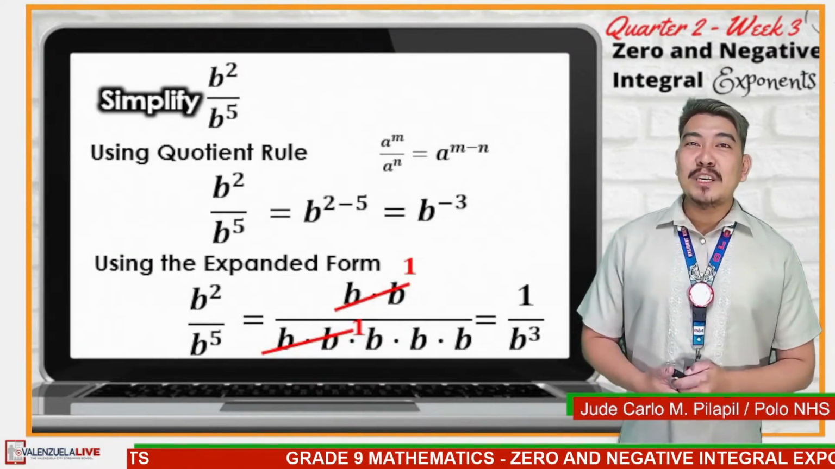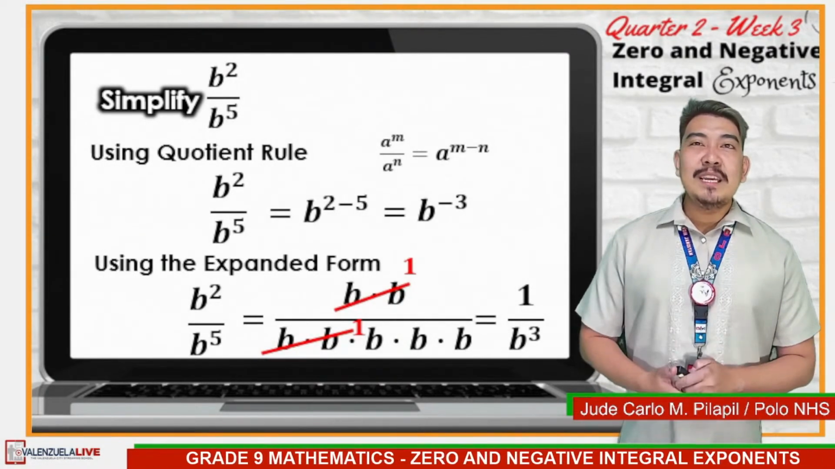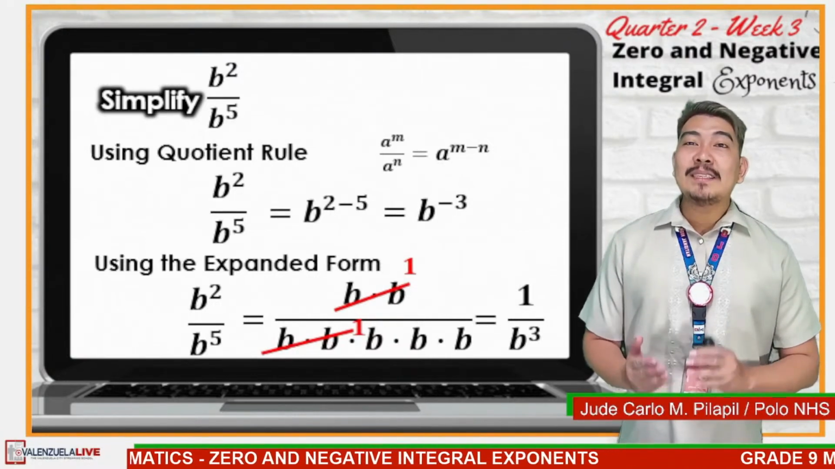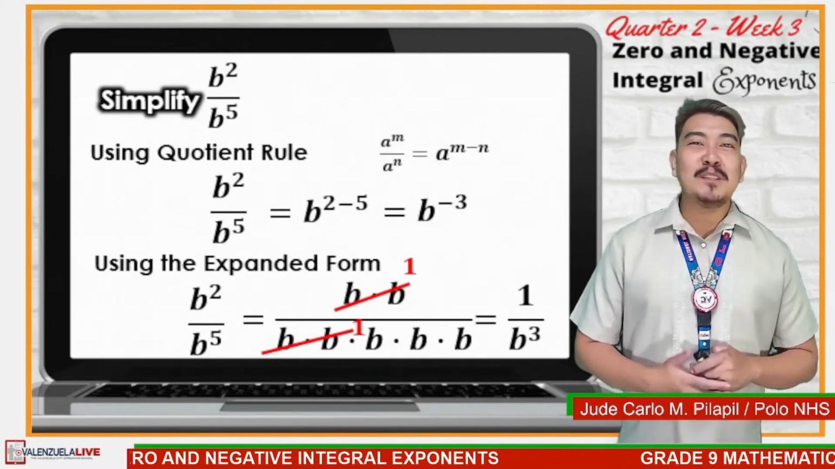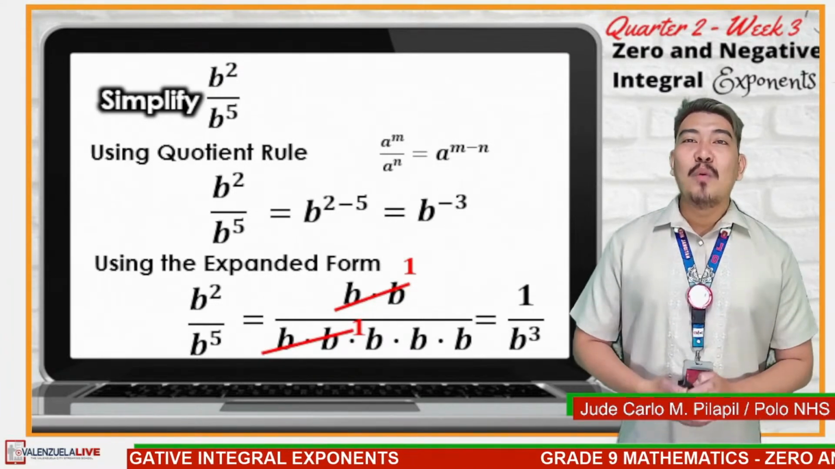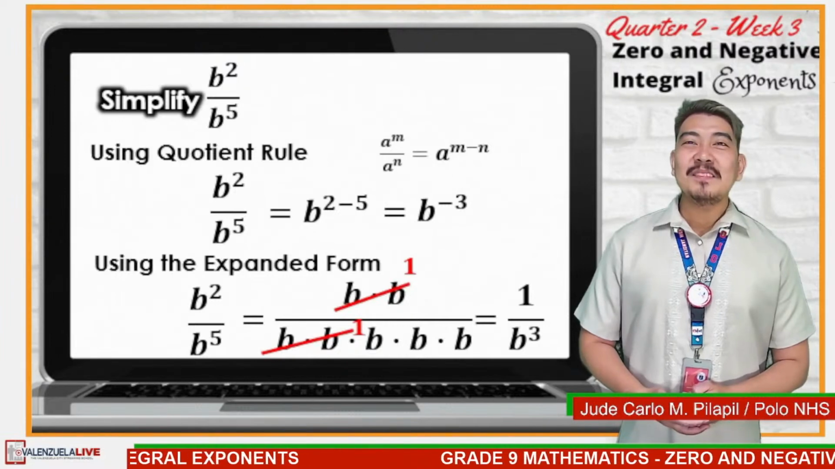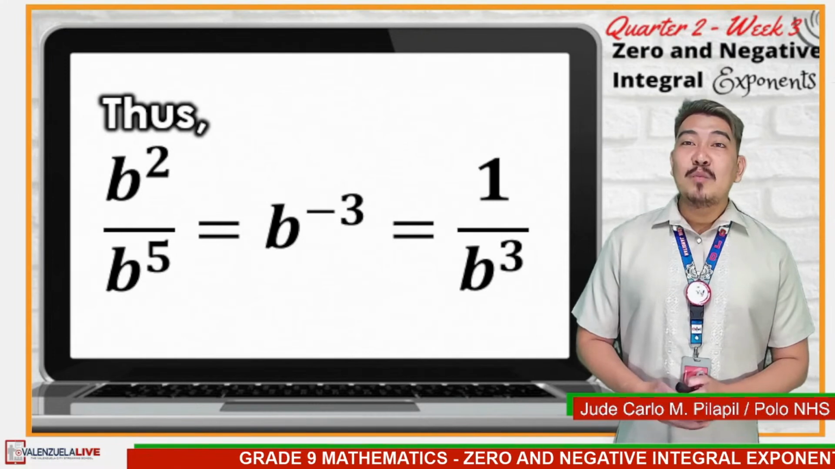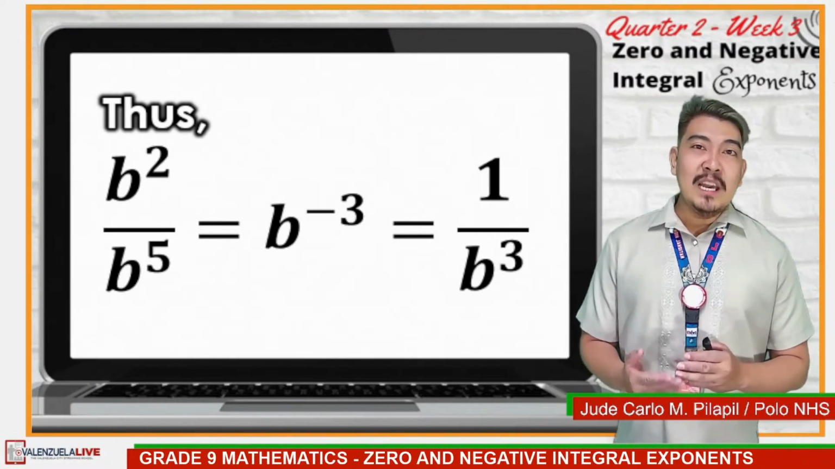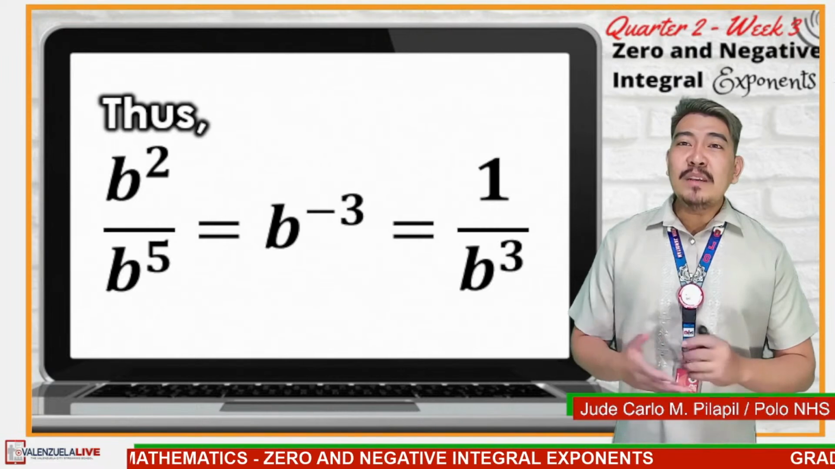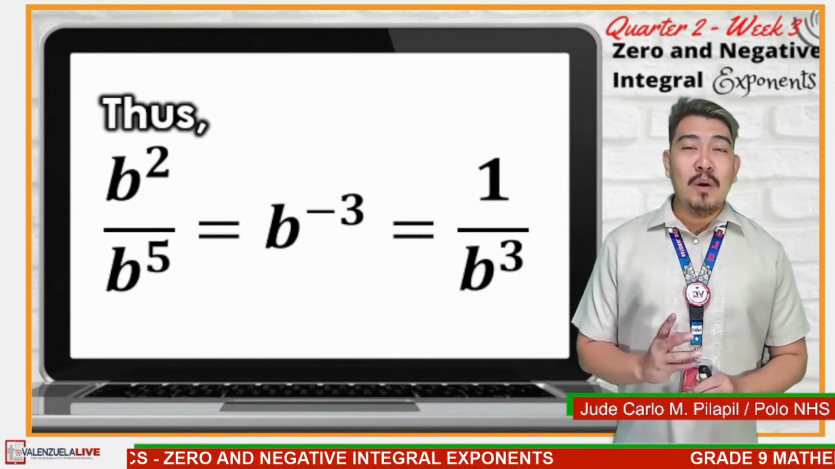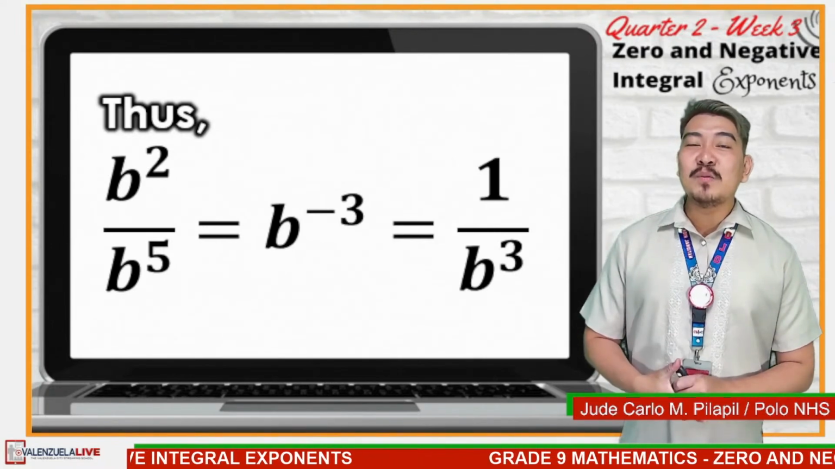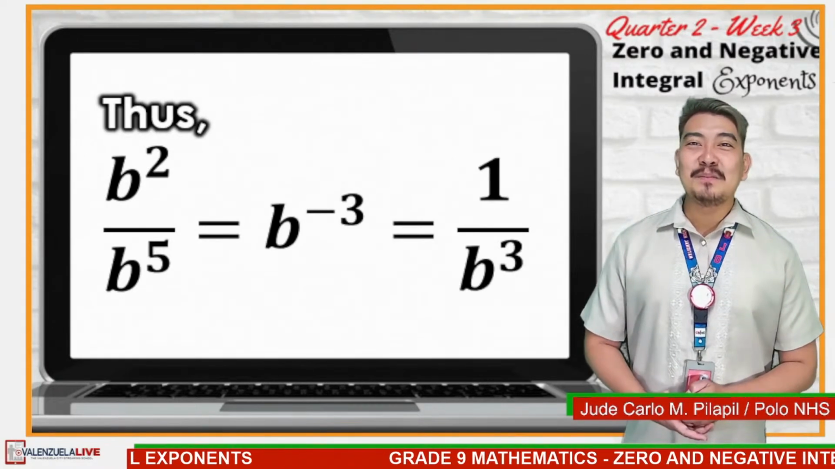What we have in the quotient rule, b raised to negative 3, is not yet the simplest form. Its simplest form is given in the result of the expanded form, that is 1 over b cubed. Thus, we can say that b squared over b raised to 5 is equal to b raised to negative 3 using the quotient rule. b raised to negative 3 is also equal to 1 over b cubed. That is considered as the simplest form of the given expression.